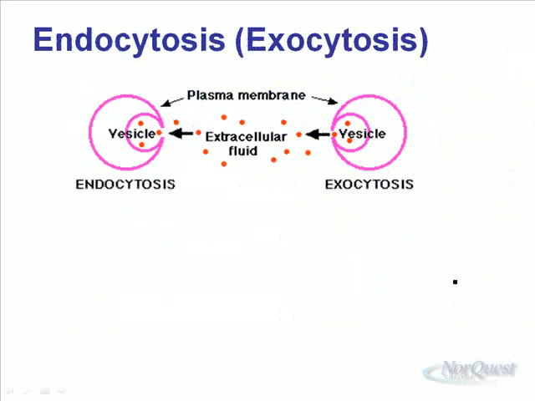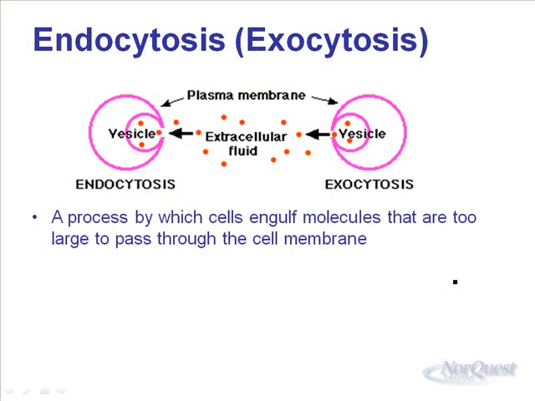Two other forms of transport. Sometimes substances are too big to move into and out of just a protein. So it's a process by which cells engulf molecules that are too large to pass through the cell membrane. These substances wouldn't fit through, for example, this would be large proteins. So these large proteins won't fit through a cell wall. So what happens is they're engulfed by a section of membrane and either pushed out of the cell or sucked into the cell, surrounded by that membrane.